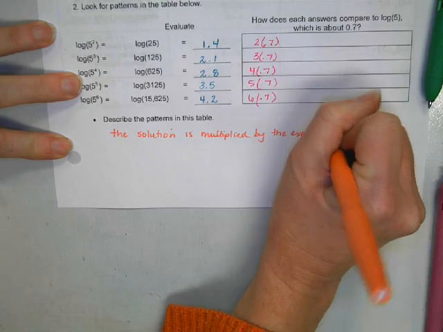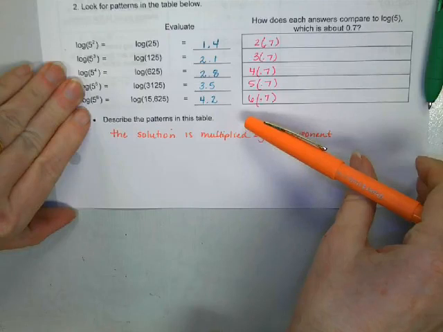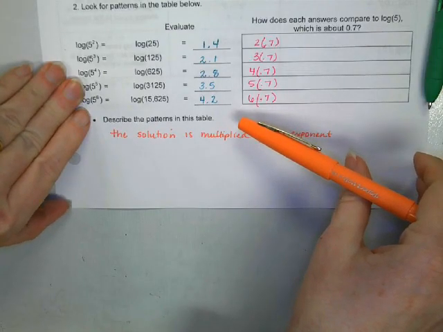The solution is multiplied by the exponent. Is this possible? One. You divide by 5.